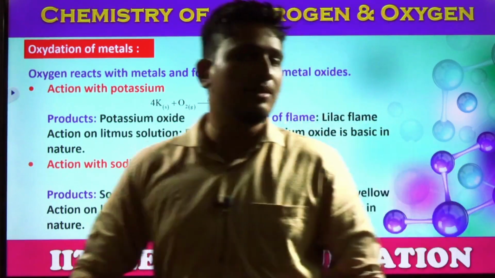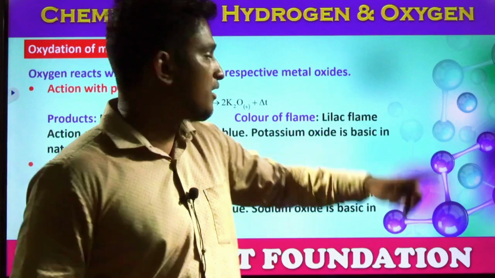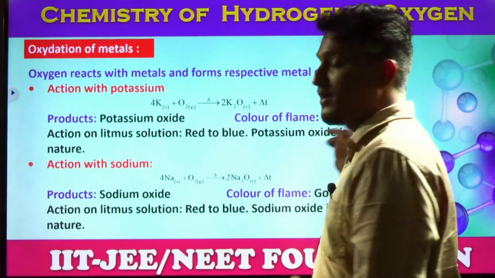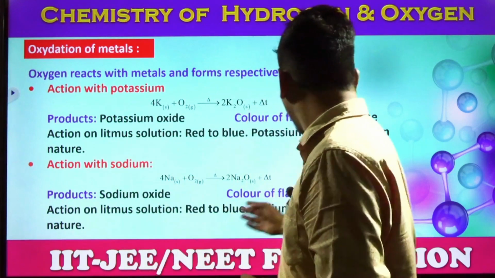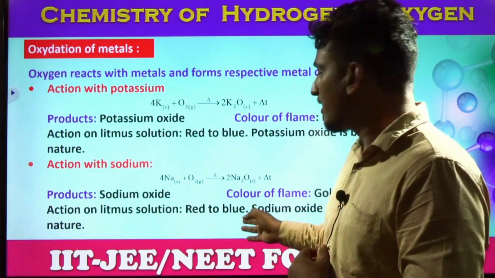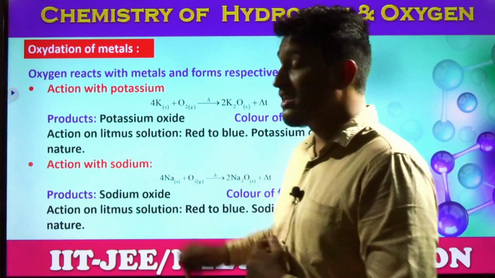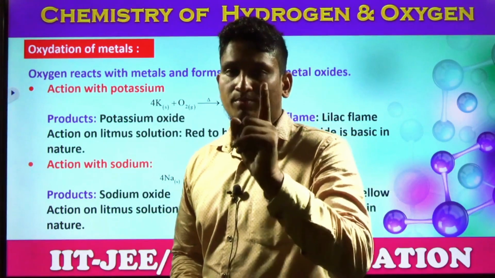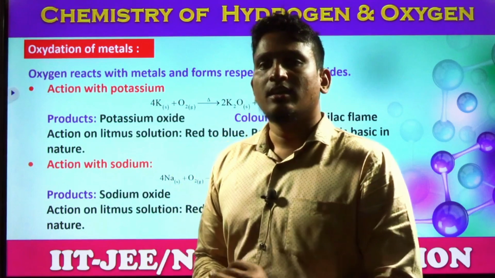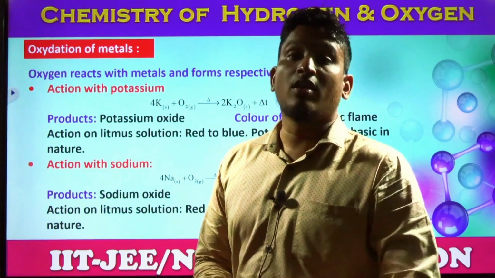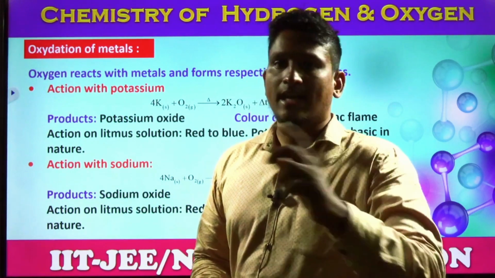Here also the main important one is color. What is the color of the flame with potassium? Lilac flame. That means the color is a pinkish purple flame. As well as this, for sodium it is golden yellowish in color. And as well as litmus paper, you have to remember one statement: all the metallic oxides are basic in nature, students, and all the non-metallic oxides are acidic in nature.